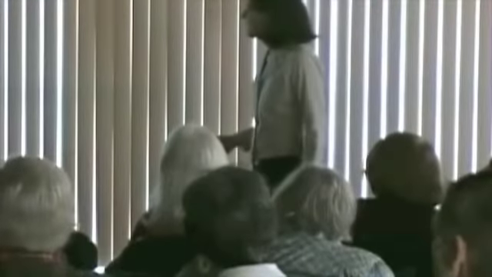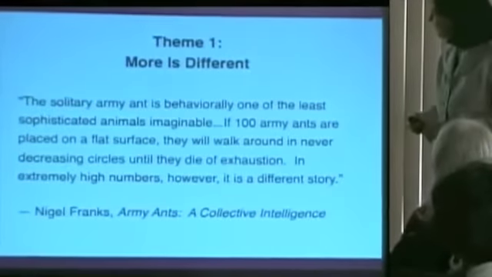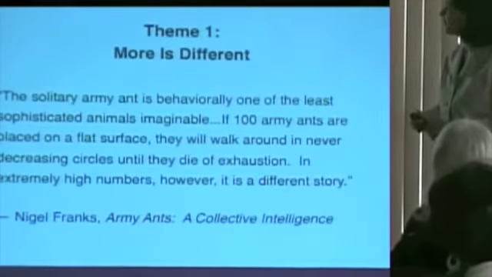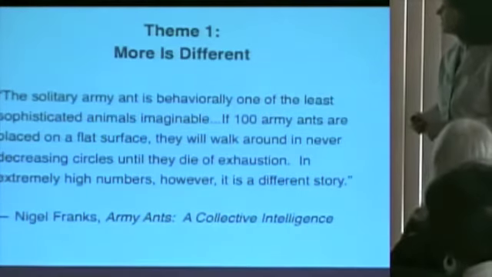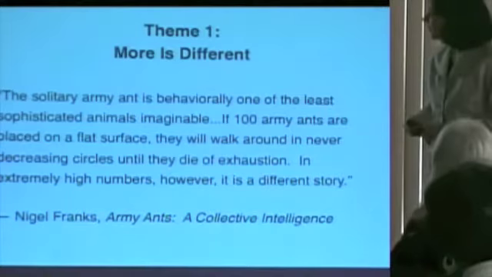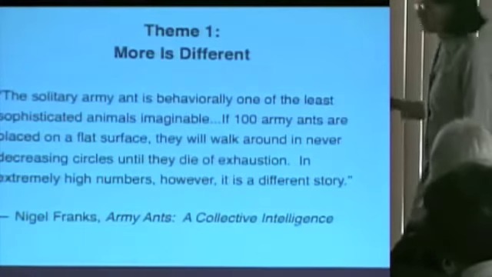So the first idea is that more is different, okay? So here's a quote from Nigel Franks, who's an ant scientist, studies social insects. And he said, "The solitary army ant is behaviorally one of the least sophisticated animals imaginable. If 100 army ants are placed on a flat surface, they'll walk around in never decreasing circles until they die of exhaustion. In extremely high numbers, however, it's a different story." This is a sort of more is different story.